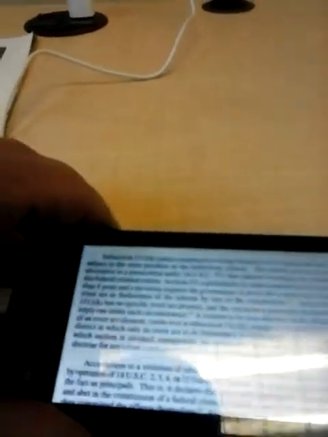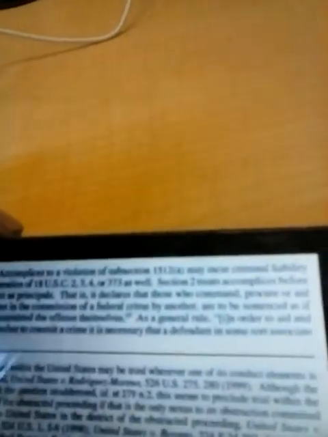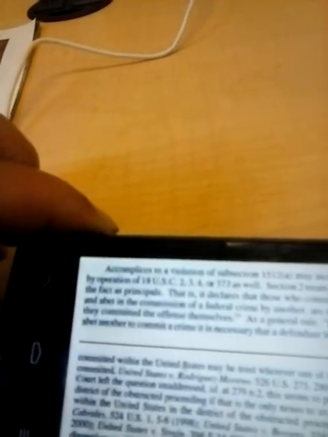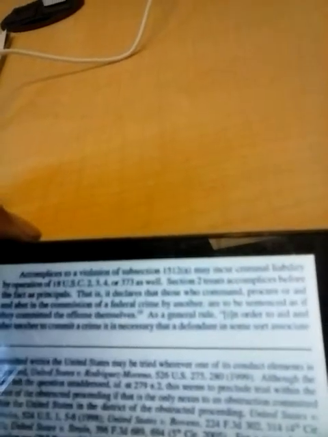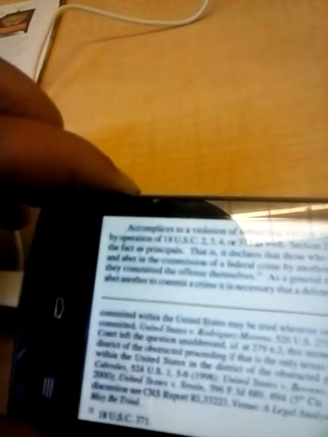Now, the Pinkerton doctrine. We looked at one of those doctrines. But I found it interesting that accomplices to a violation of subsection 1512(a) may incur criminal liability by operation of 18 U.S. Code 2 or 373. It treats accomplices before the fact as principals. That is, it declares that those who command, procure, or aid or abet in the commission of a federal crime by another are to be sentenced as if they committed the offense themselves.